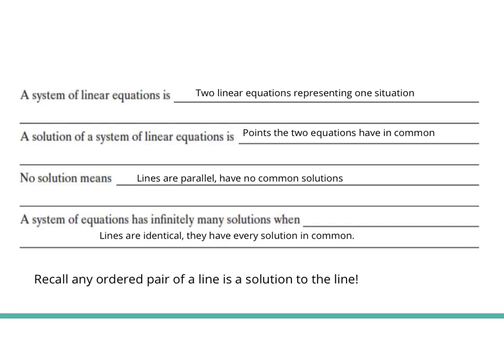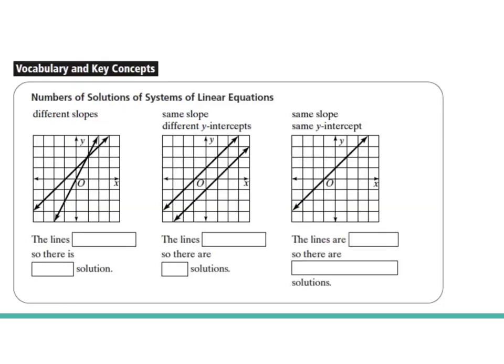solutions. And then we also have infinitely many solutions when the lines are identical and all points on that line are a common solution. Remember, any ordered pair of a line is a solution to that line. So if you think about this, we're looking for a solution that is on both lines. So we can see these solutions very easily by graphing. So when we're looking at these graphs, the graphs show us that common solution or the solution to the system.